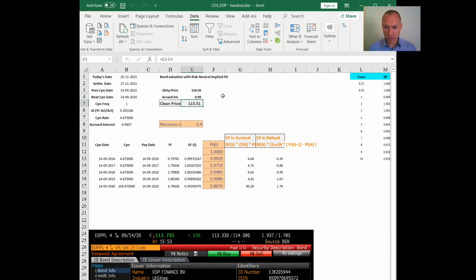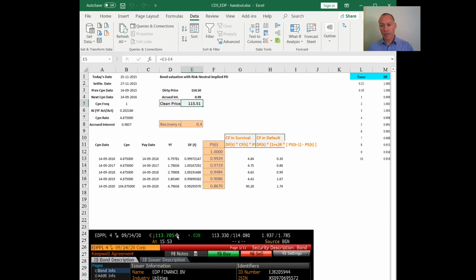Nothing changes here. So the clean price is just the difference between the two. And this is the one I compare with the market, right? So my guess for the value of this bond is 113.51. And I look at the market, it is trading at something very close, right?